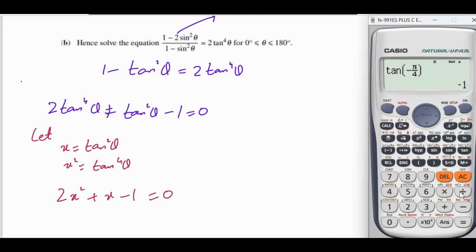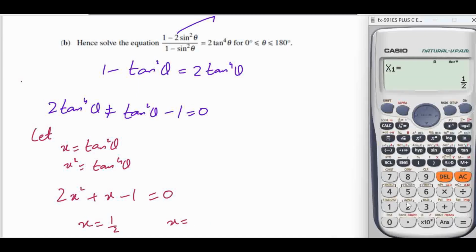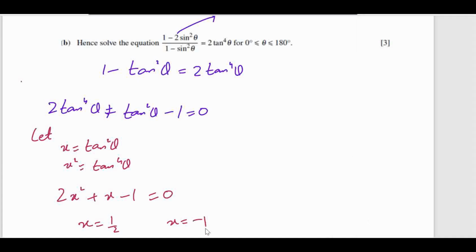Using the calculator, shift mode 5 3, a is 2, b is 1, c is minus 1. So x will be equal to 1 by 2 and x will be equal to minus 1.